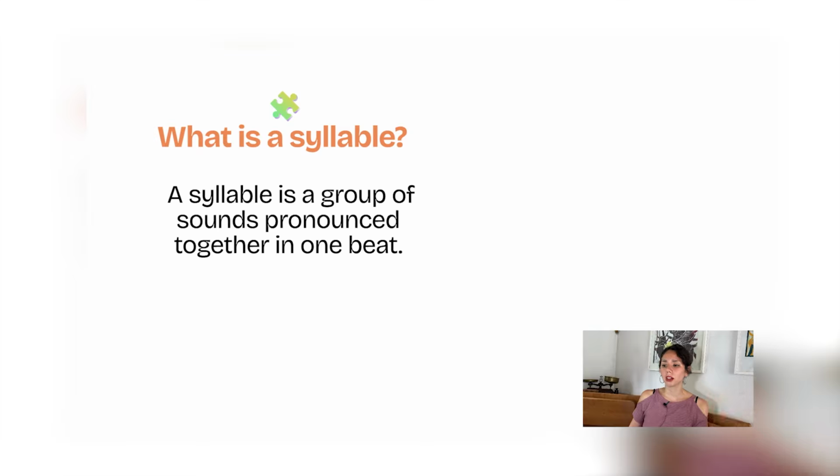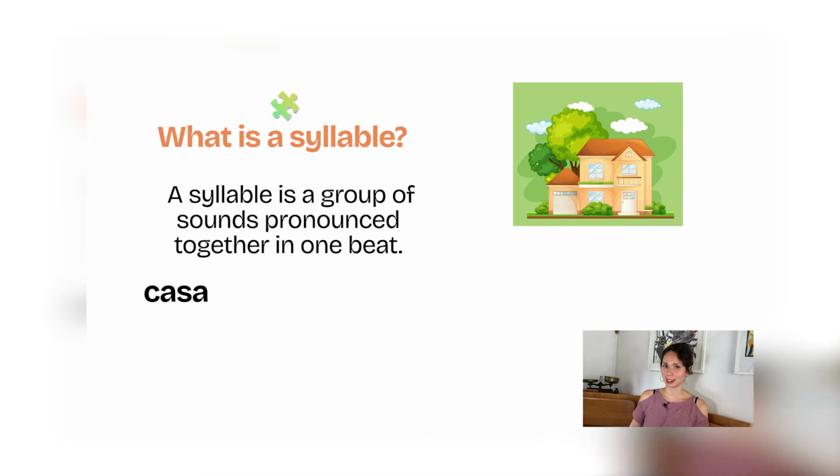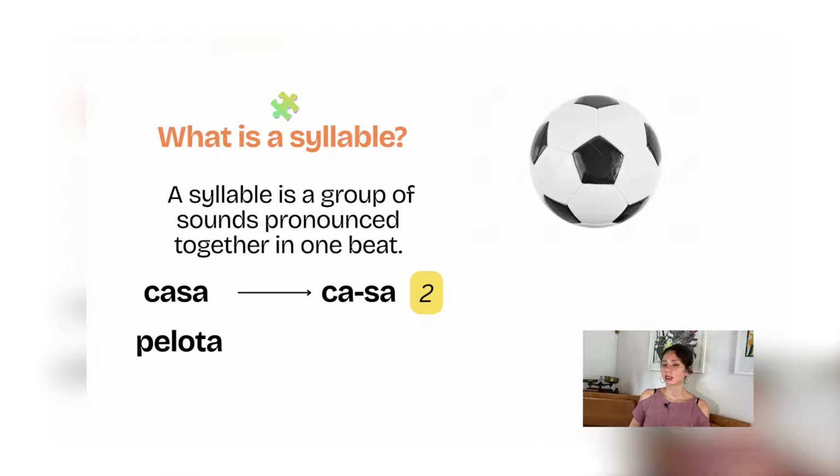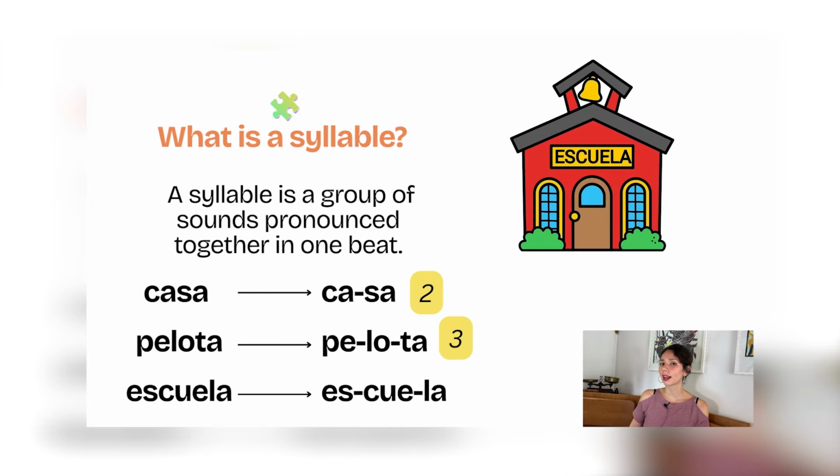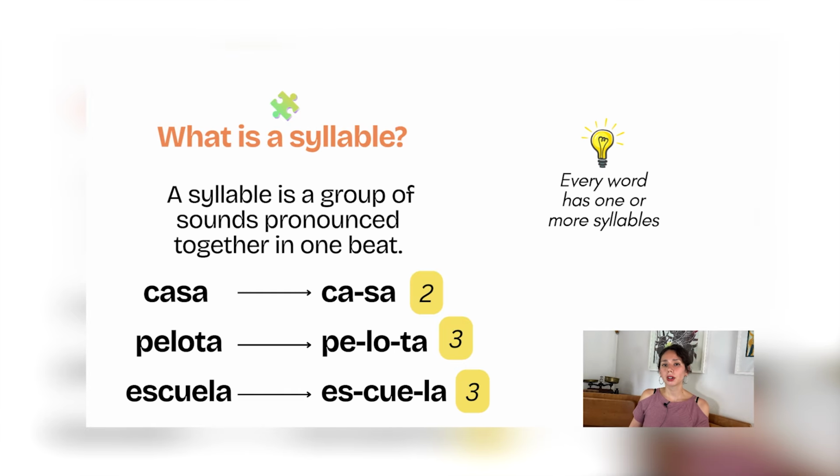Okay, first of all, what is a syllable? A syllable is a group of sounds pronounced together in one beat. For example, casa, house. Casa, 2 syllables. Pelota, ball. Pelota, 3 syllables. Escuela, school. Escuela, 3 syllables. Every word has one or more syllables. Okay, there are some words that only have one syllable. We are going to look at them later.